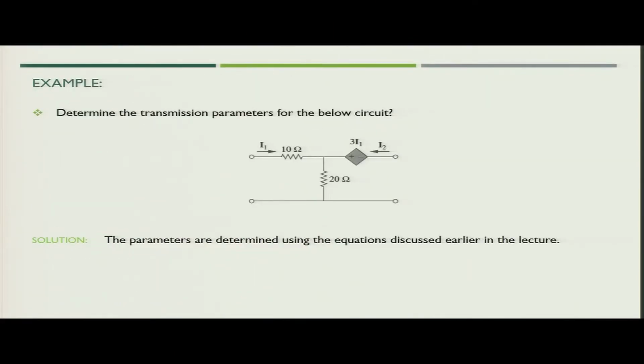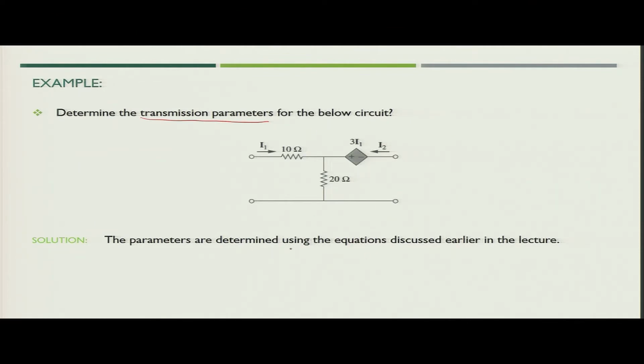Now, let us see a couple of examples to understand the transmission parameters. Let us see, there is one circuit as given in the figure. We have two resistances and one dependent voltage source, and we need to find out the transmission parameters for this particular circuit.